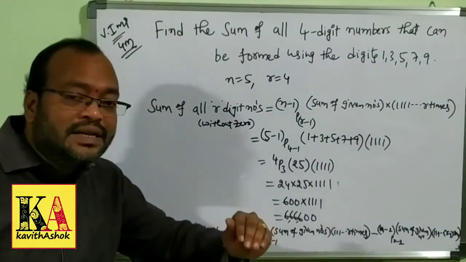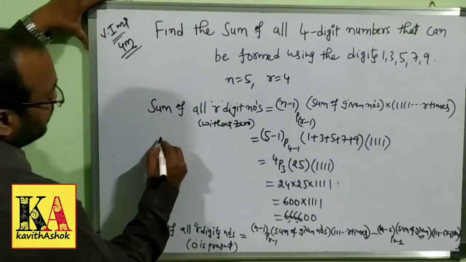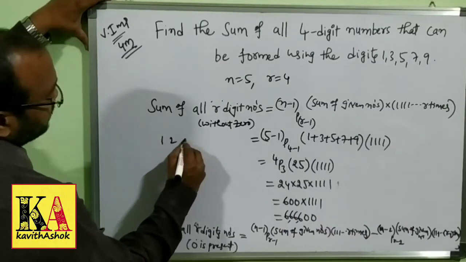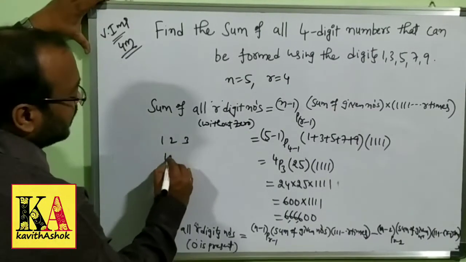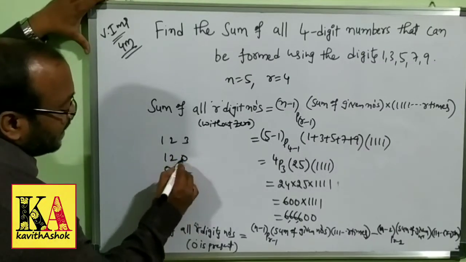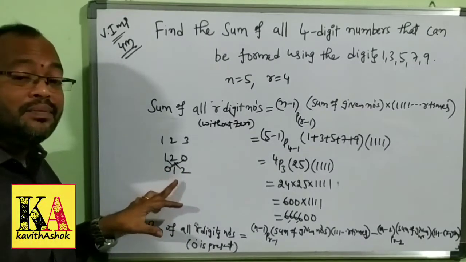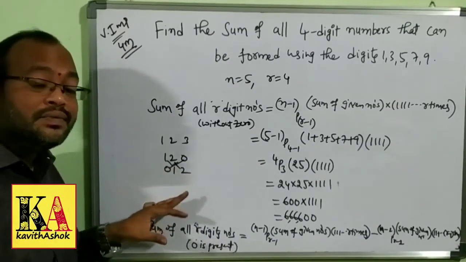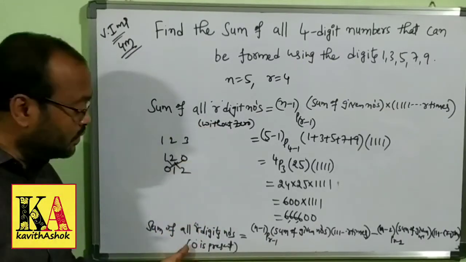So what is the difference when 0 is present and 0 is not present? A simple thing is there. Suppose a 3-digit number is there, like 123, a 3-digit number. 120 is also a 3-digit number. If you write 0 1 2, the same numbers we are using, but this is not a 3-digit number; it becomes a 2-digit number. So that's why there is a difference in the formula when 0 is present and when 0 is not present.